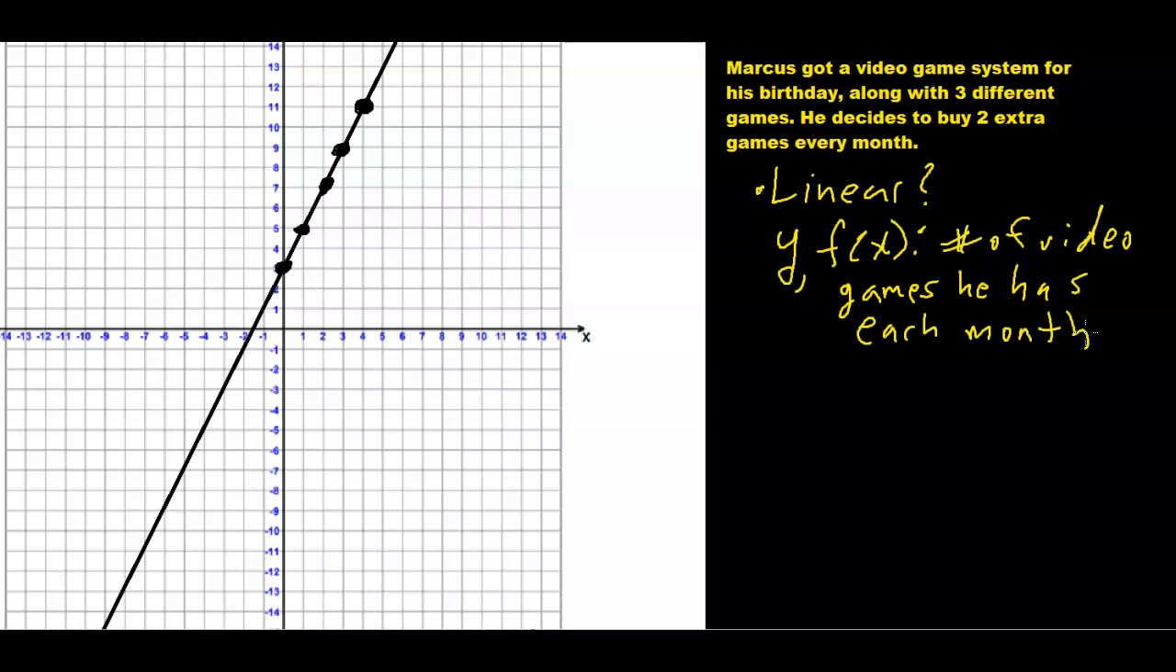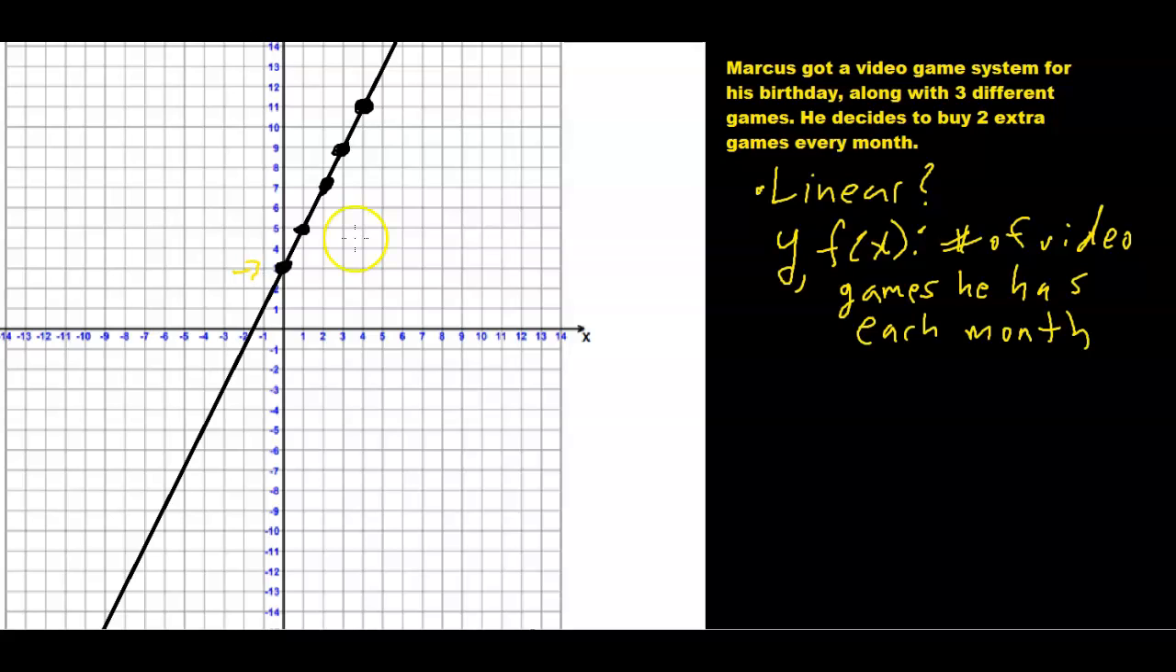Let's take a look at some of these points. Let's look at our first point here, right? 0, 3, that means he has 3 video games to start with, right? He decides to buy 2 extra games every month. But he started with 3 games. So before he even begins this process, he already has the 3 games.